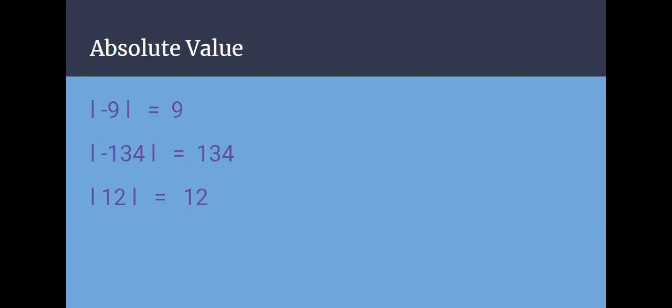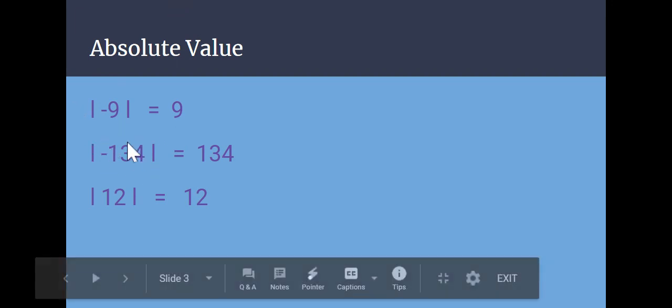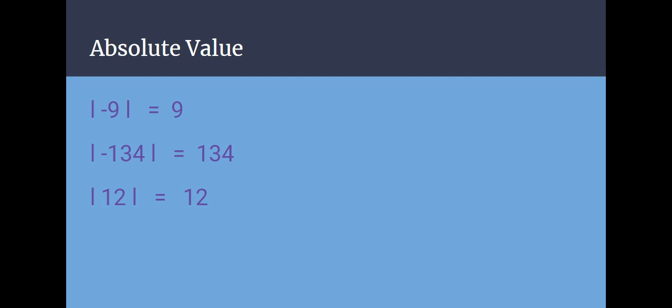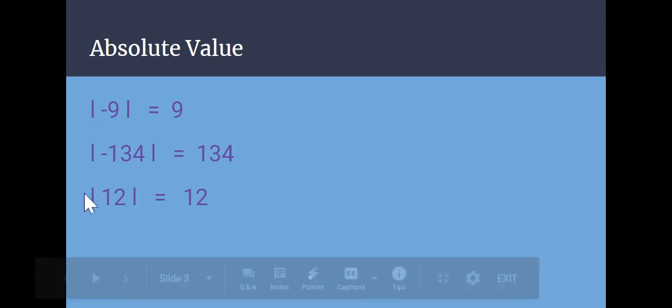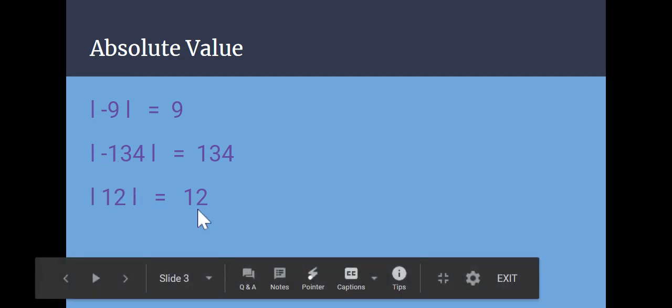So let's look at these right here. The absolute value of -9 is 9. The absolute value of -34 is 34. And the absolute value of 12 is 12. Notice how our answer is always a positive number. That's going to be because in representation of units, we're always talking about a positive amount.